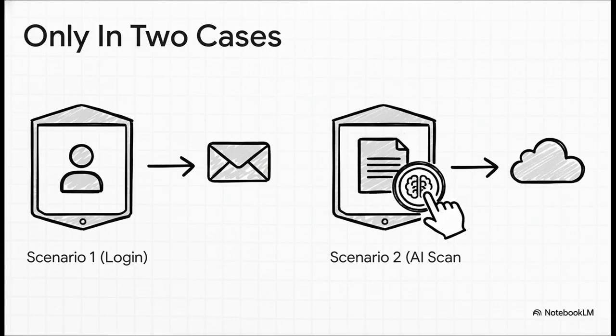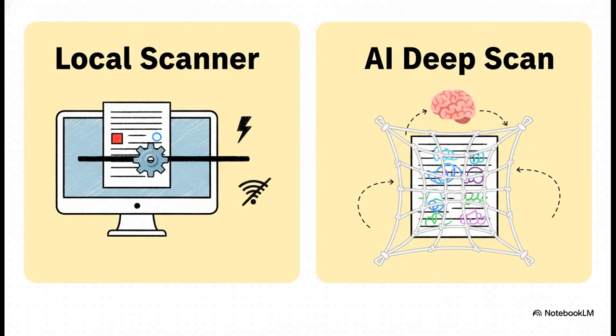So why would you even use the AI scan at all? Well, the built-in local scanner is fantastic. It's fast, it works offline, and for most transcripts, it's all you'll need. But the AI Deep Scan, that's different. It understands context. Think of it as a safety net for those really high-stakes cases, where it can catch nuanced references that a simple pattern matcher might miss.